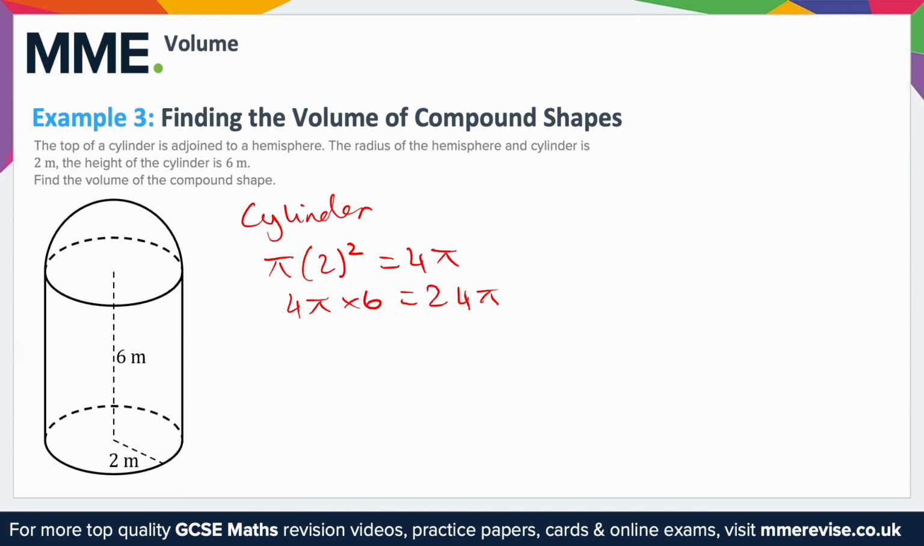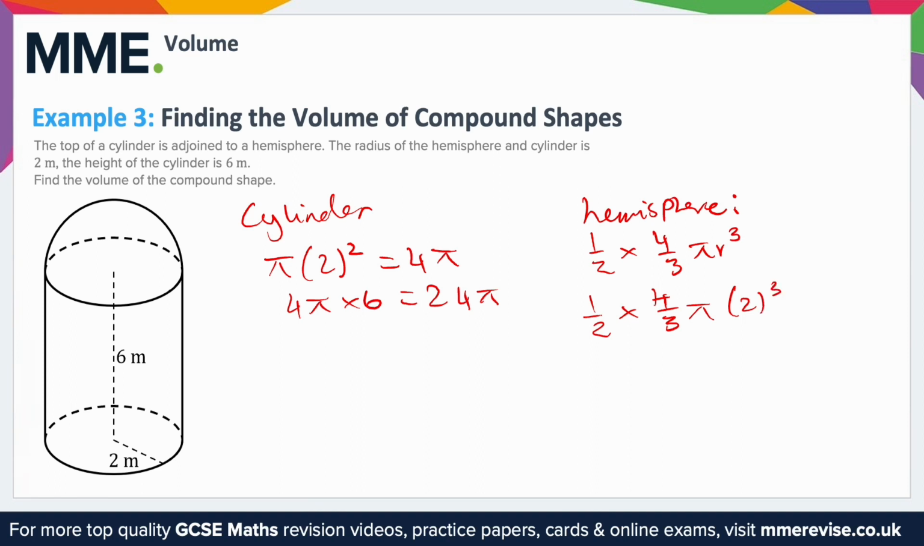From there, we need to work out the hemisphere, which remember is just half of a sphere. So it's half of 4/3 pi r cubed. So we know the radius is 2. So we're going to do a half times 4/3 times pi times 2 cubed, which, working this out, gives us 16 pi over 3. Again, leaving it in terms of pi so that we don't lose any accuracy.